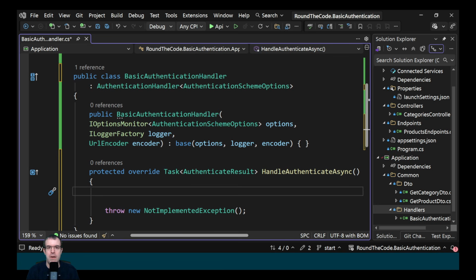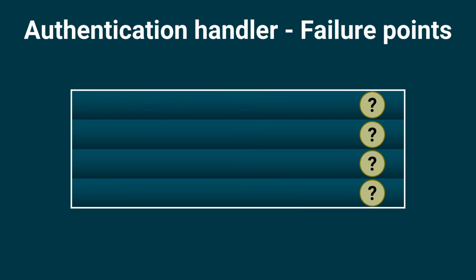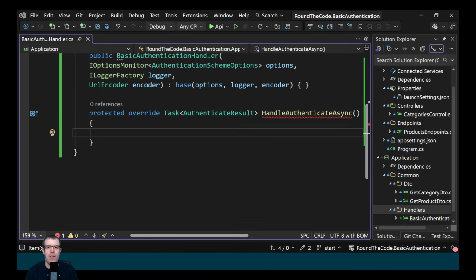Authentication handlers are like bouncers. Every AuthenticateResult.Fail return is a reason someone doesn't get in, and we have 4 to implement. The first one is missing Authorization request header. Basic authentication requires the Authorization request header. If it's not present, we can fail it straight away.